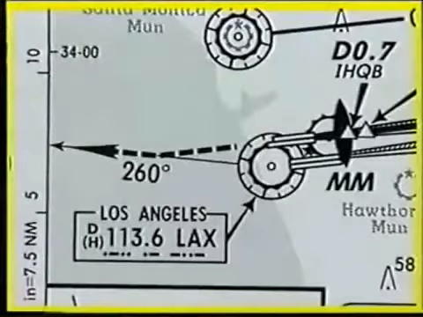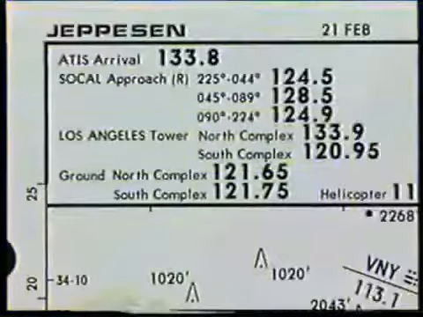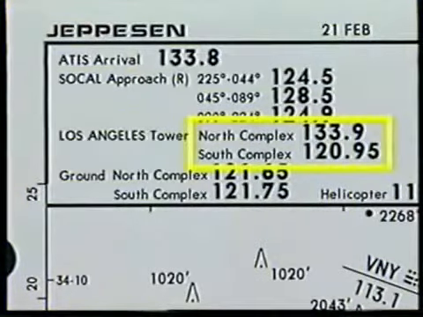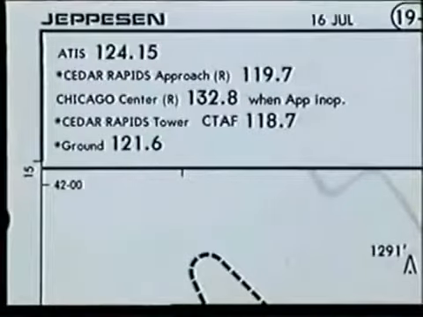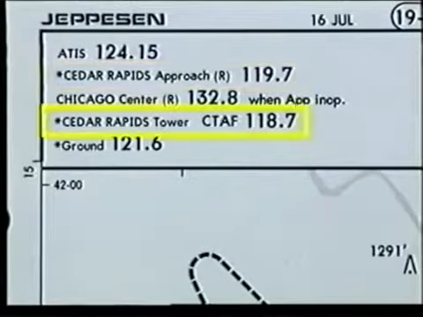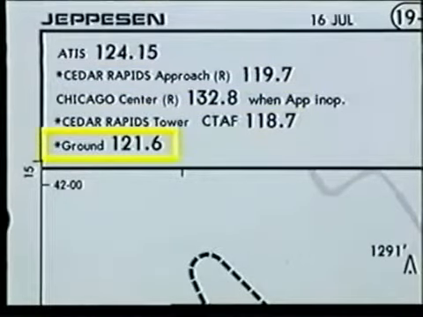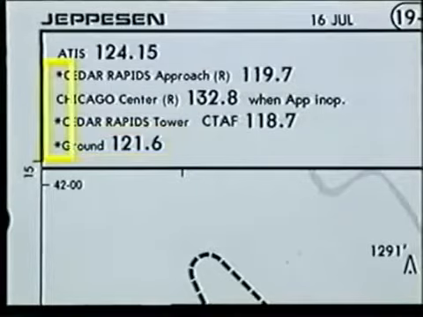At Los Angeles International, the approach control frequencies are sectorized. There are also different tower frequencies depending on whether your destination is the north or south complex. You should also look for special notes or symbols in the communications box. For example, Cedar Rapids approach, tower, and ground frequencies do not operate continuously as noted by the asterisk symbol.